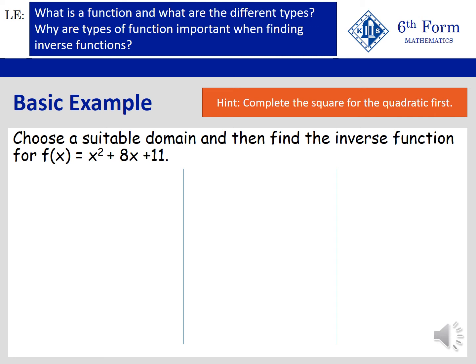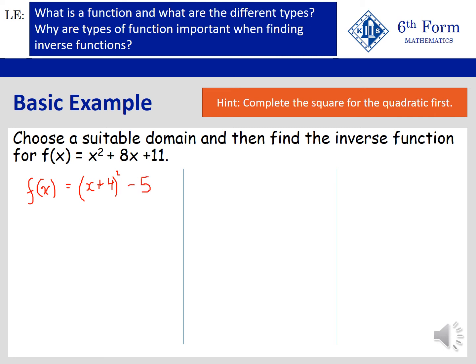So if we have a go at completing the square, we should be coming out with the f of x. We should be going for x plus 4 all squared, because the plus 4 is half of the coefficient of x, which was 8. If we expand in this bracket, we get x squared plus 8x plus 16. Because we only want plus 11, we're going to have to minus 5 from that to make it work out.